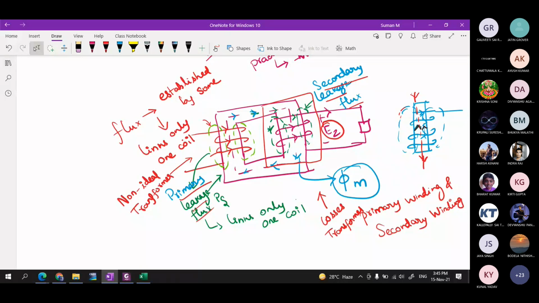If there is no loss, whatever the flux established by one coil will be linking both the coils. So for non-ideal transformer only, you will be having leakage flux, or you can also call it practical transformer. This will be having loss, whereas ideal transformer will not be having any leakage flux. All the flux will be linking both the primary and secondary. Okay, so let us proceed with this understanding.